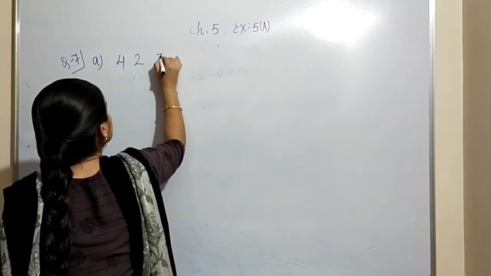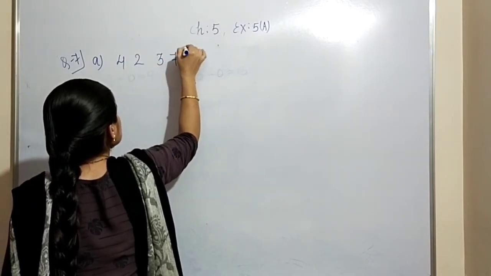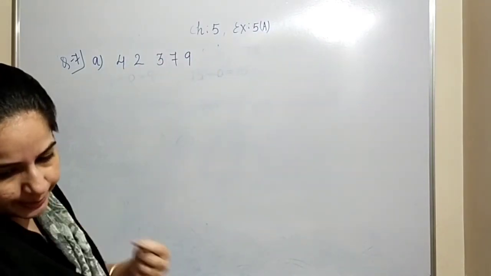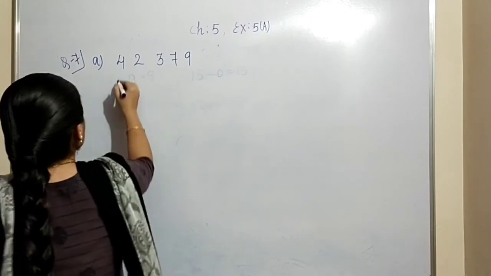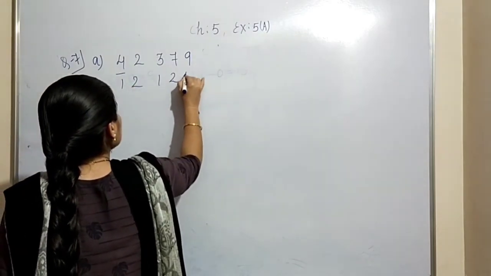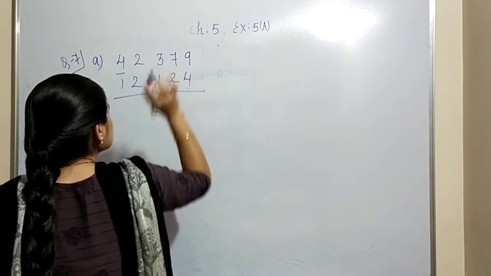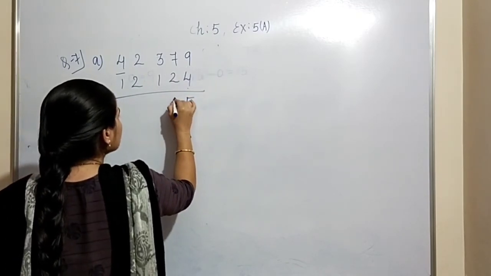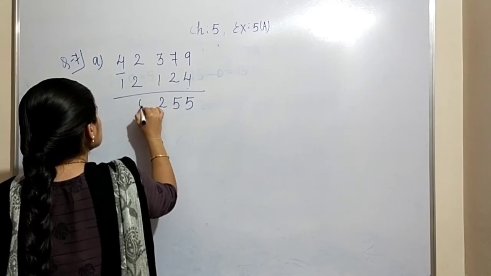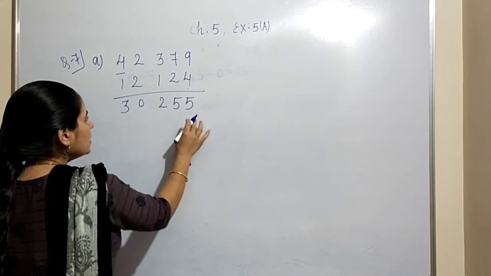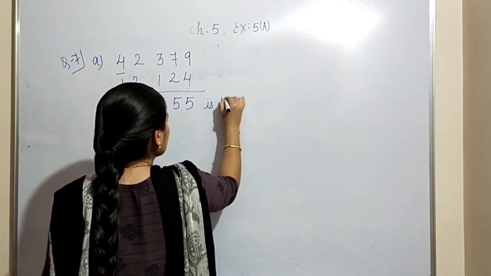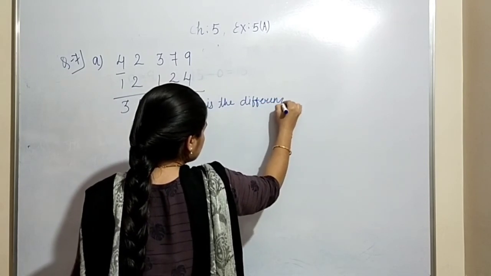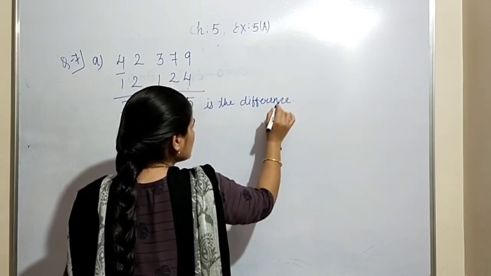42,379. See, if you are not writing this 10,000, 1,000, 100, tens and ones, then too it is okay. Okay, and the subtrahend is 12,124. This is the other given number which you have to subtract from this number. Okay, and you will have to find out the difference. 9 minus 4 will be 5. 5, 2, 0, 3. 30,255 is the difference. This is the answer, the difference.